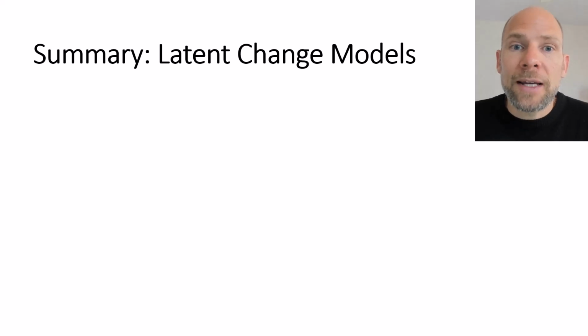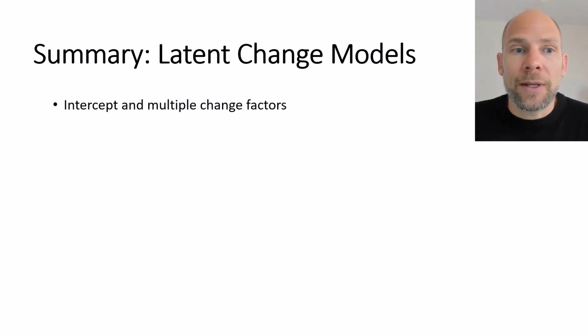Now let me summarize latent change score models. In latent change score models, we saw that there's also an intercept factor or an initial status factor for time 1 that represents true inter-individual differences at the first measurement occasion. And in contrast to the usual growth curve model, in change score models we have multiple change factors. So in growth curve models we could have multiple slope factors, but oftentimes we may have only a linear factor that represents the entire linear trajectory across time.